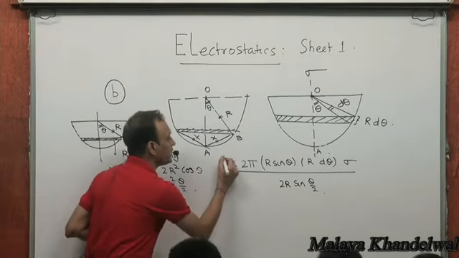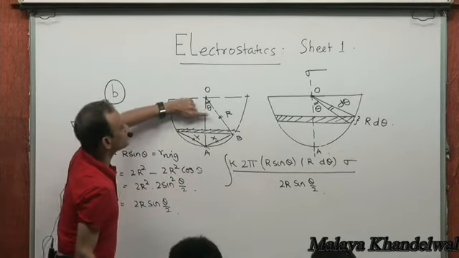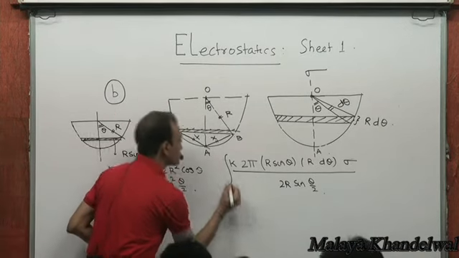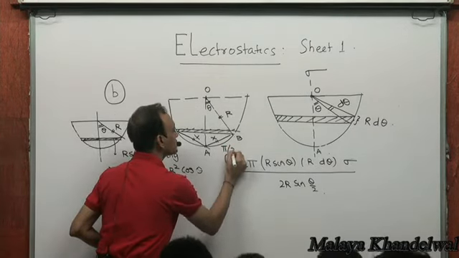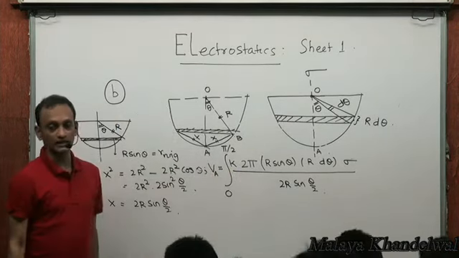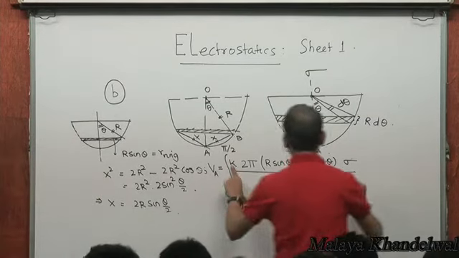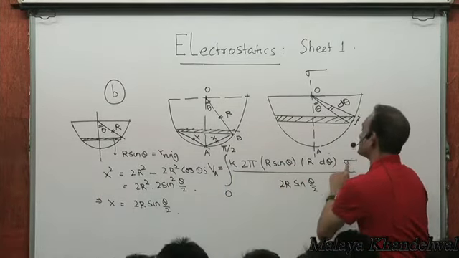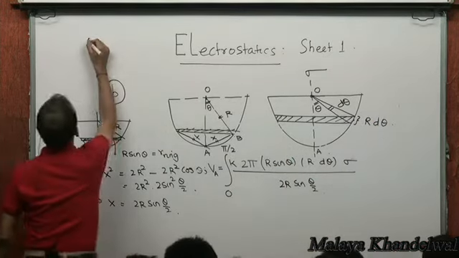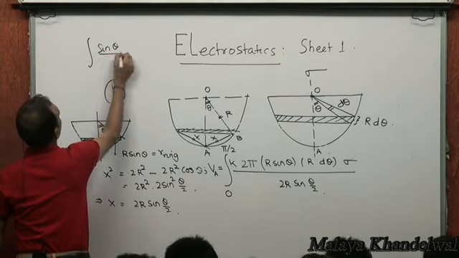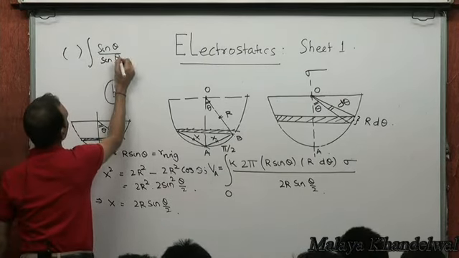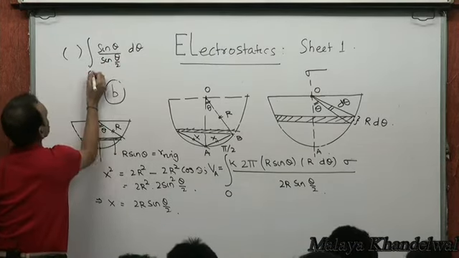The total potential at A would be the sum of all of this, where theta runs from 0 to pi by 2. That gives me the potential at A. Now, K is 1 by 4 pi epsilon naught. R, sigma, everything will come out. All that you would have to integrate is sine theta divided by sine theta by 2, because the rest would all be constants which would scoop out of the integral sign. Yes or no? Theta runs from 0 to pi by 2.